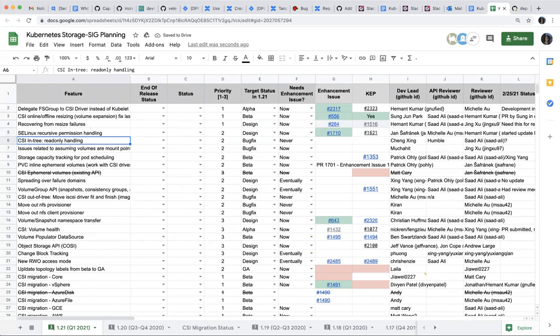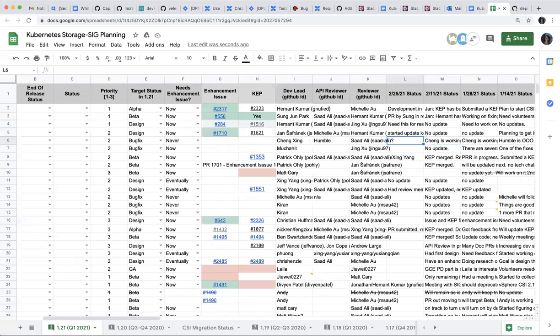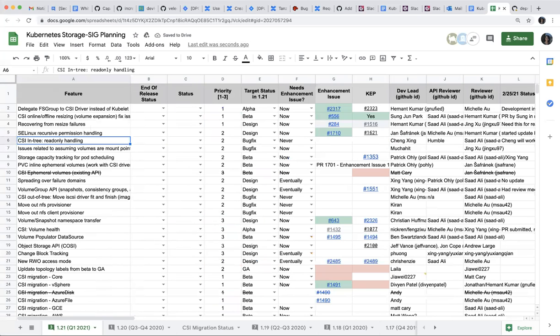Next one, CSI entry read-only handling. Chen, you're working on this with Humble, or I don't know if Humble is. I haven't got it. Humble was able to reply to me a couple weeks back, but I haven't gotten a hold of him ever since. On my side, I should be able to have time to work on it within the next week or two, if he's not able to get to it. But this one is not bound by code freeze because it's in the external provisioner, I think. Okay, right. Thanks.